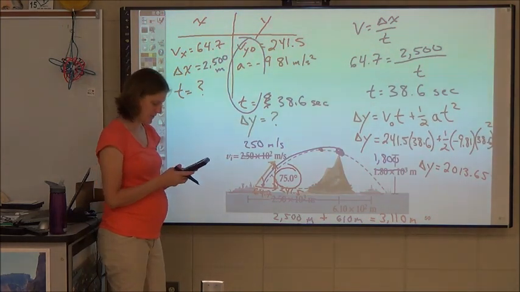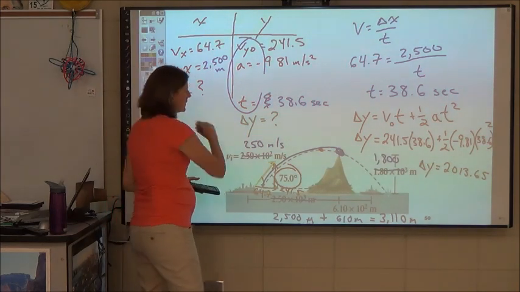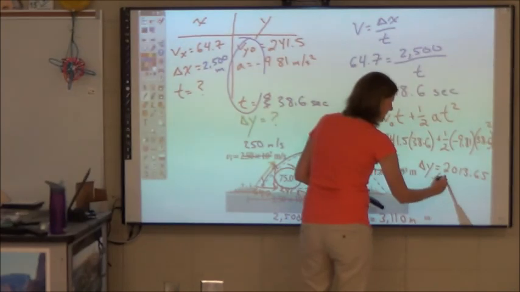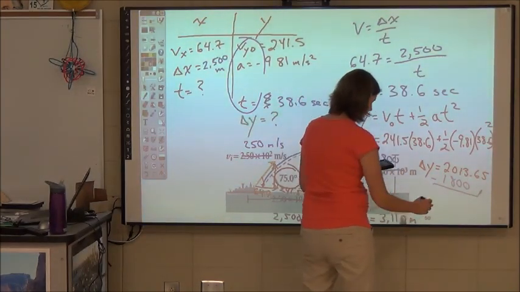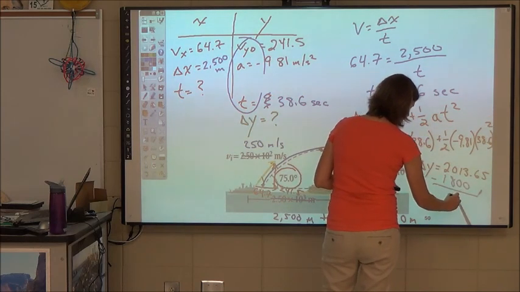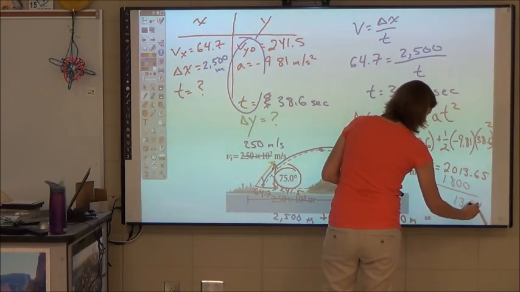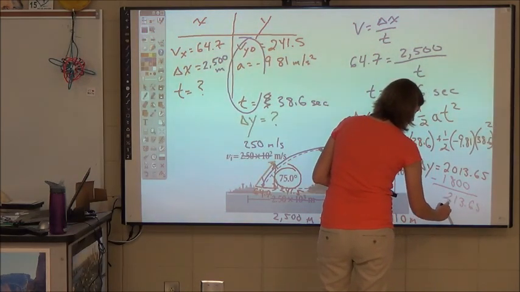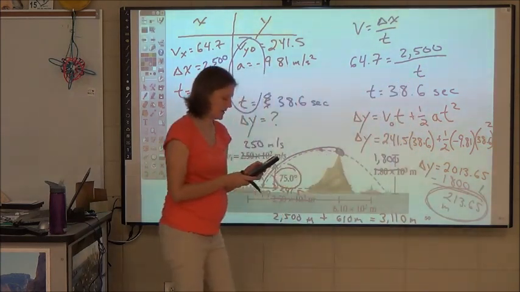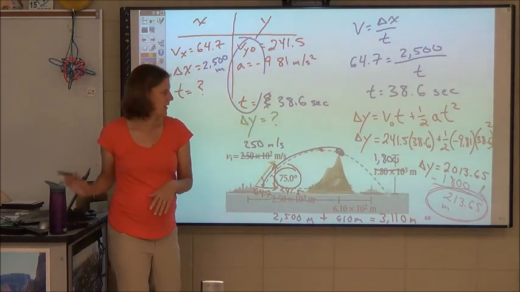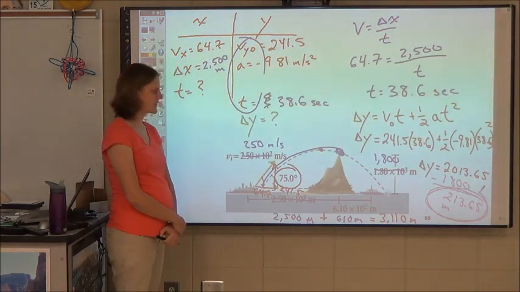The mountain itself was 1,800 meters tall. So minus the mountain height, we get 213.65 meters above the top of the mountain.